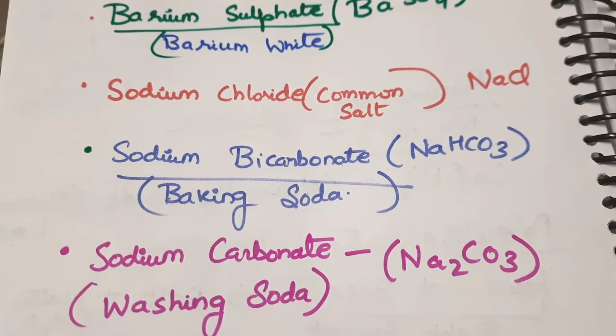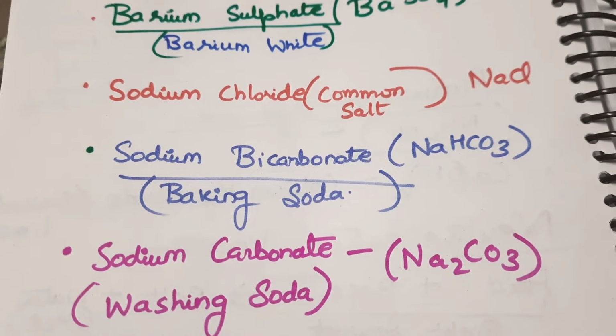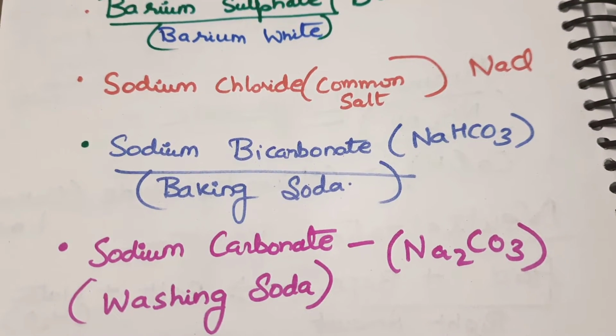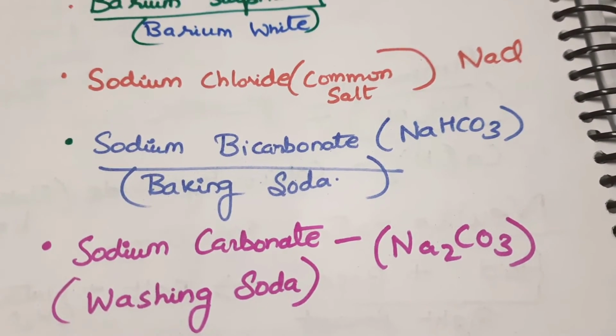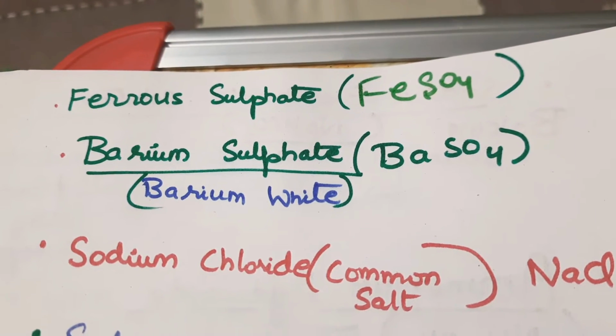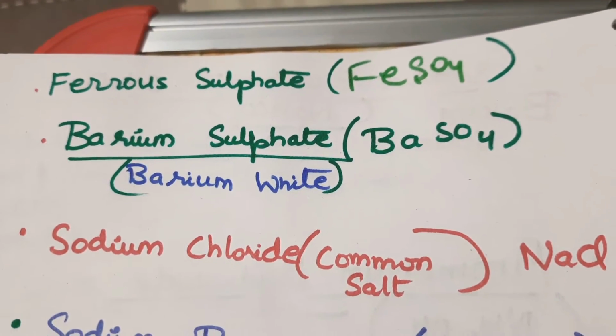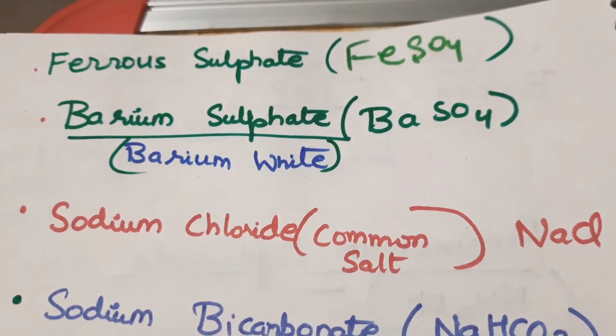Sodium bicarbonate is NaHCO3, that is baking soda, and sodium carbonate, that is washing soda, is Na2CO3. Ferrous sulfate is FeSO4. This is used to remove iron deficiency in anemia.